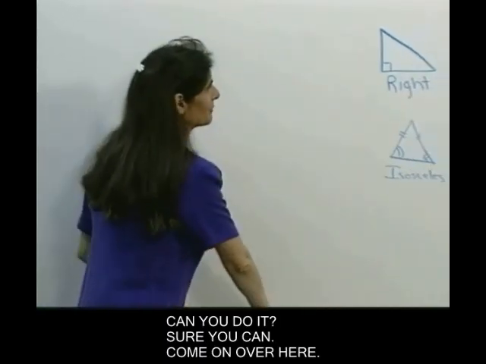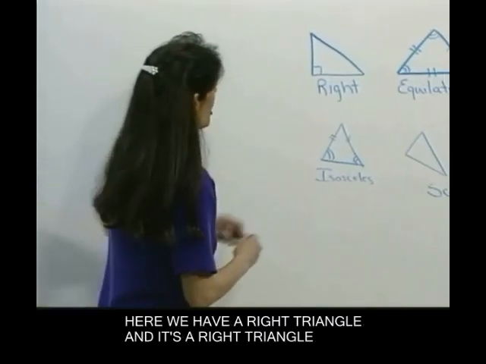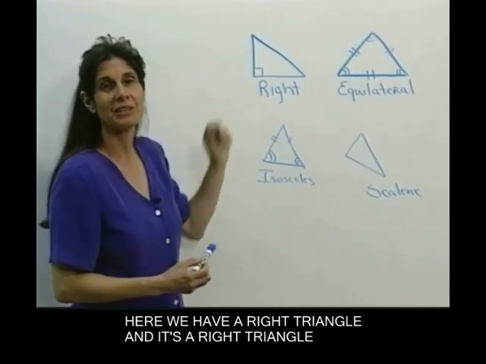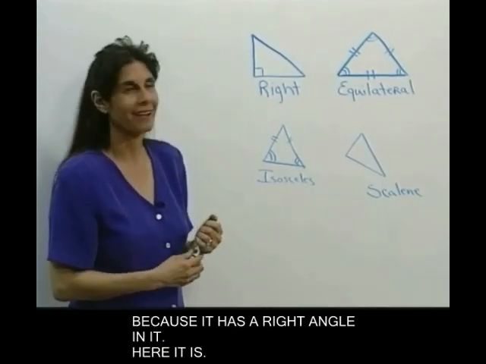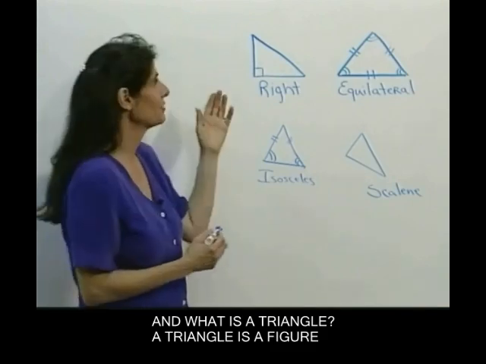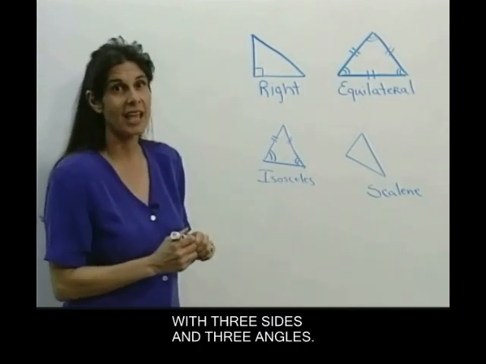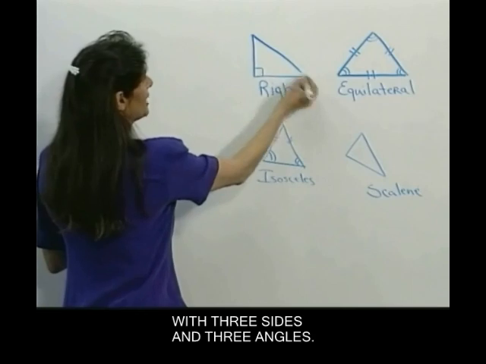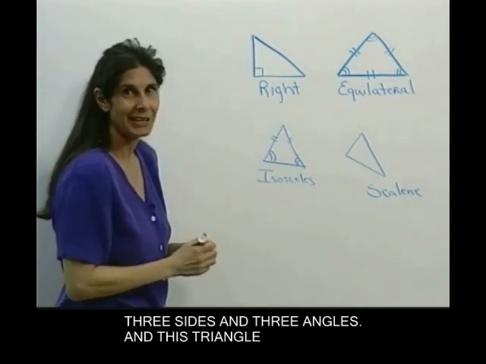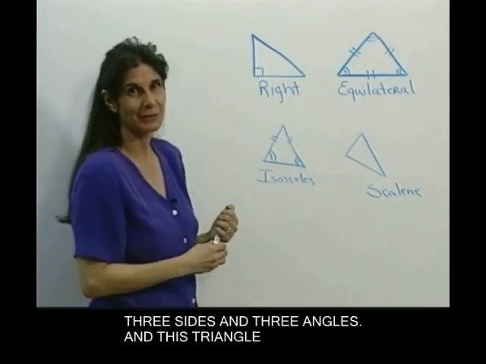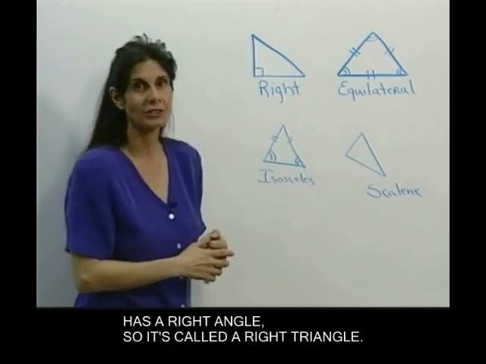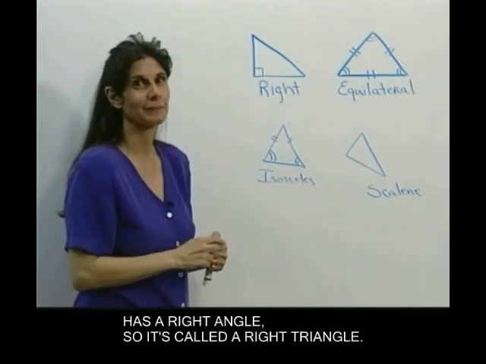Come on over here. Here we have a right triangle, and it's a right triangle because it has a right angle in it. Here it is. And what is a triangle? A triangle is a figure with 3 sides and 3 angles. Here are the angles, and here are the sides. 3 sides and 3 angles. And this triangle has a right angle, so it's called a right triangle.